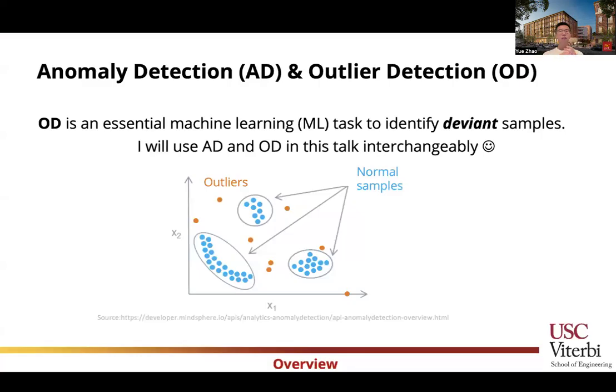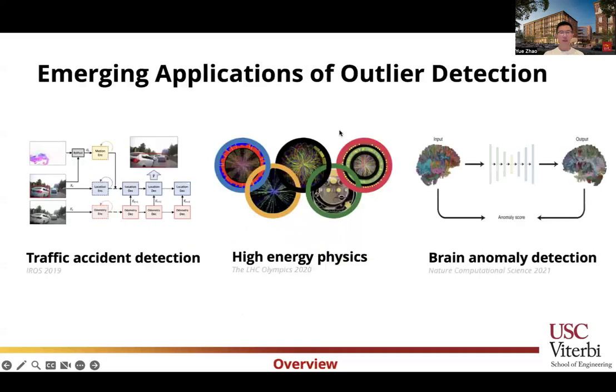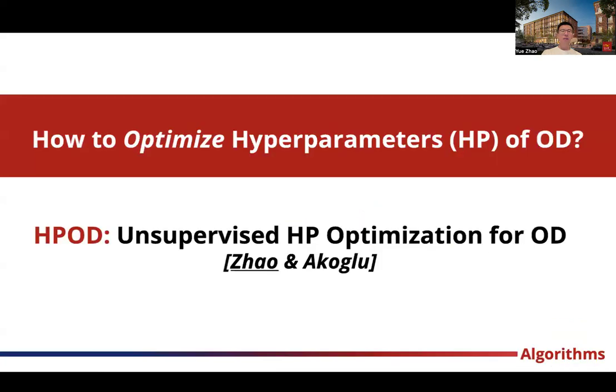Basically, what is anomaly detection? It's a technique for identifying the deviant samples from the general data distribution. We use AD and OD interchangeably in this talk. It has a lot of great applications, for example, traffic accident detection, high energy physics, and you can also do this for medical images to identify new anomalies, new outliers in the data. And today we're going to talk about how to optimize the hyperparameters in this field, which is this HPOD paper.